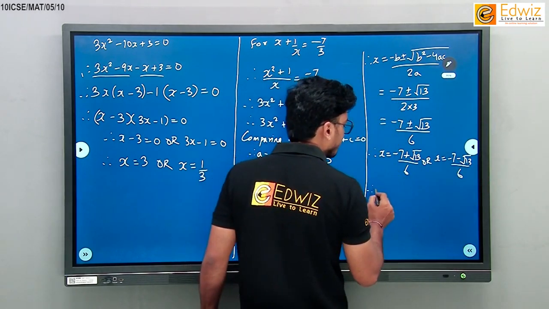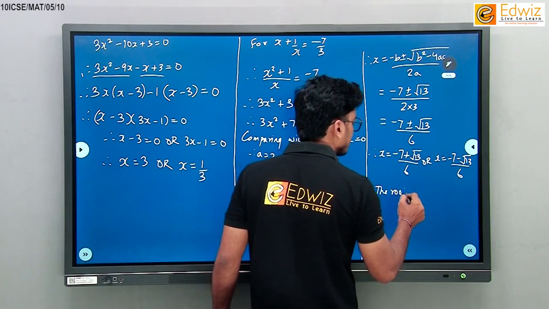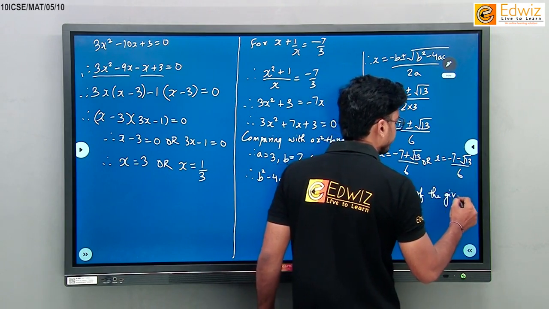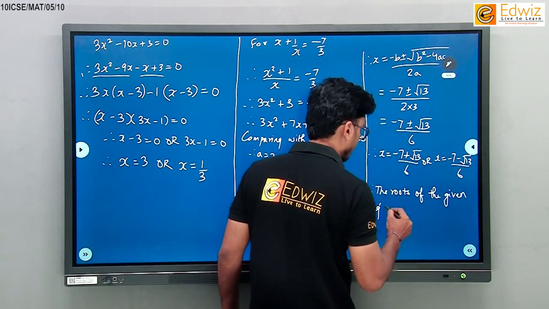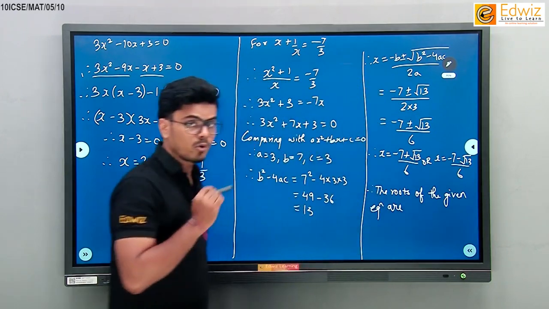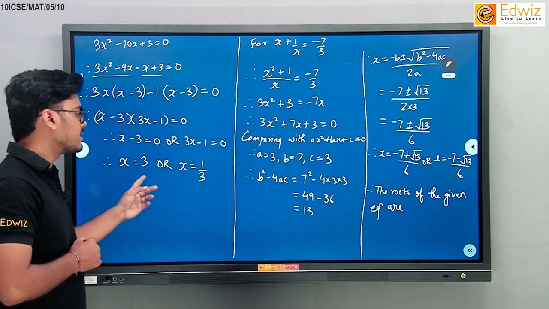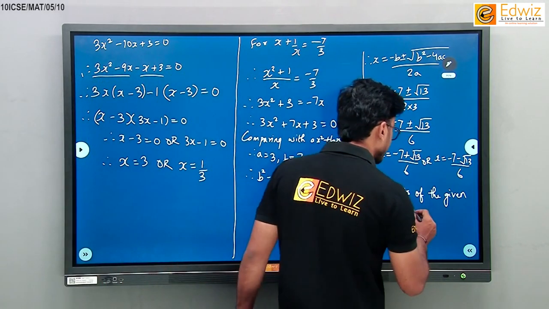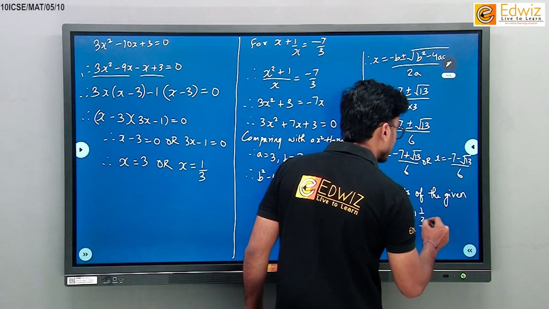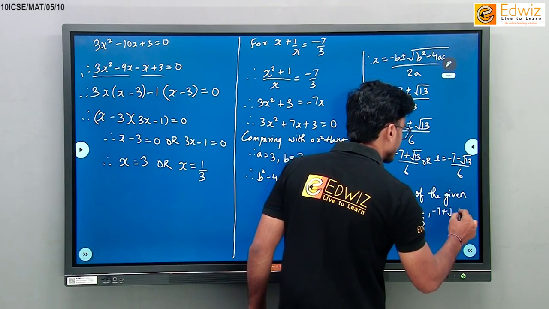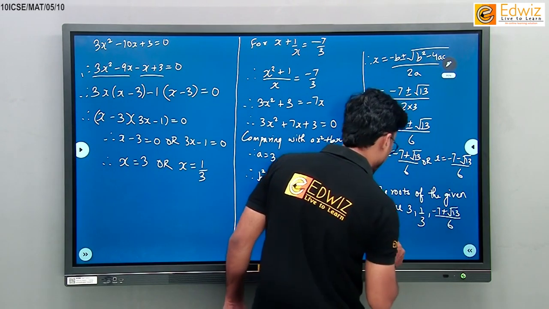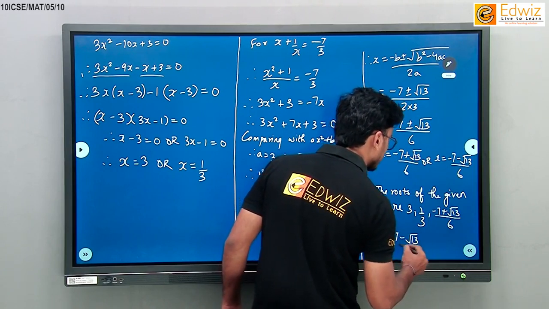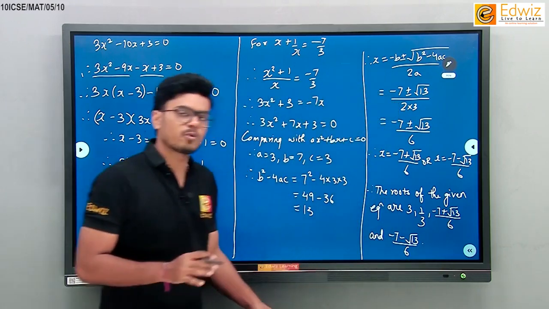So therefore the roots of the given equation are, we got 4 roots here. What are the four values of x? 3, 1 upon 3, minus 7 plus root 13 upon 6, and minus 7 minus root 13 upon 6. Okay, these are the 4 possible roots.